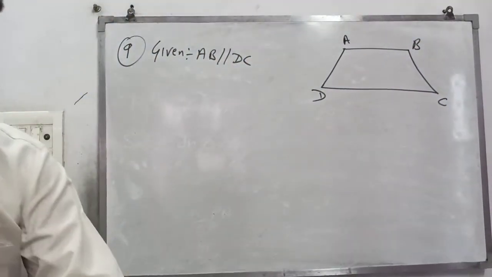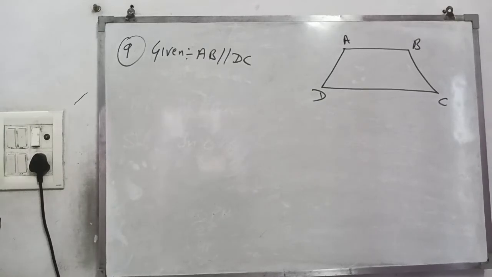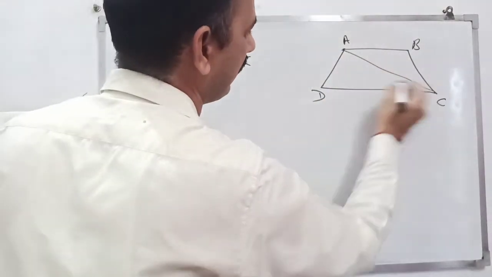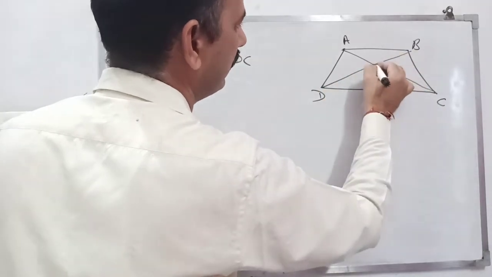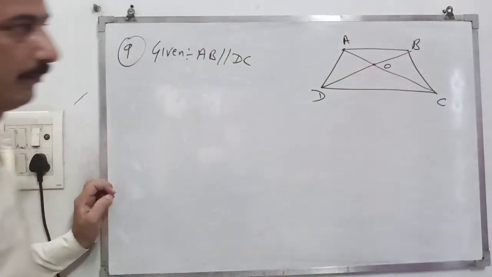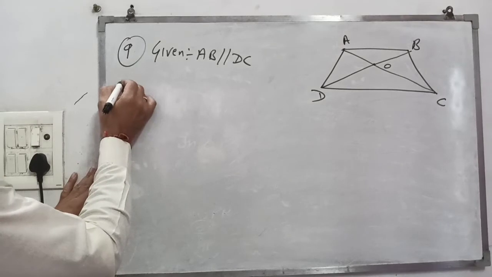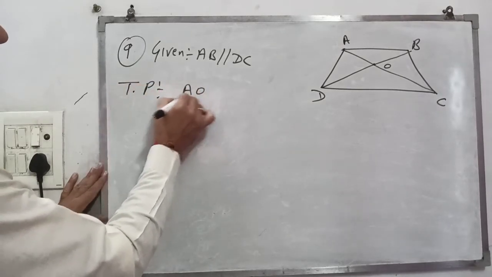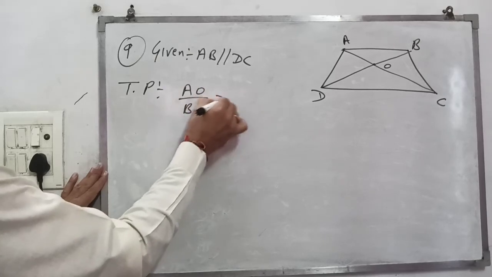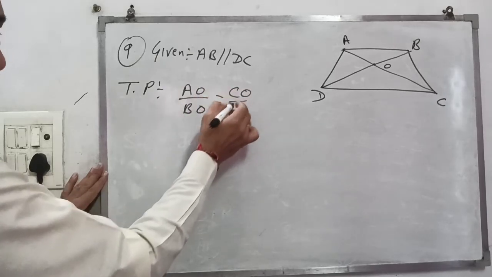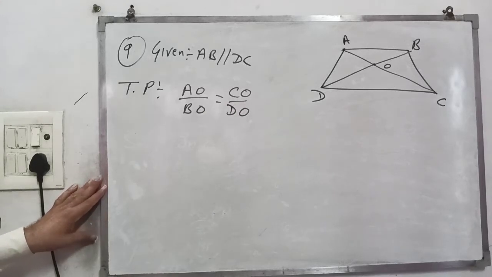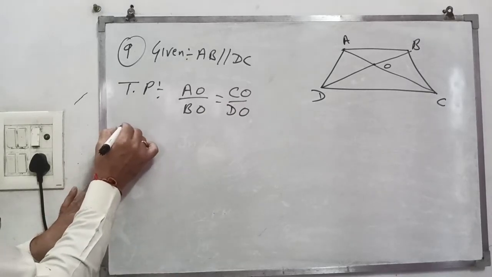Right? And the diagonals intersect each other at point O. Now we want to prove that OA upon BO is equal to OC upon DO. They are equal. We want to prove that. So look at the solution.